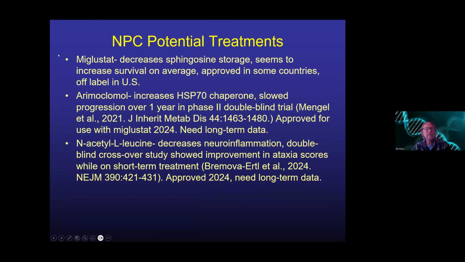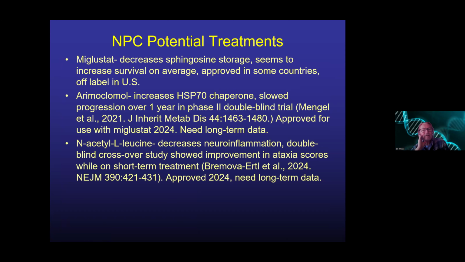And how can we deal with it? What kind of treatments have we got? So miglustat's been around for quite a while. It decreases sphingosine storage. This is a GCase inhibitor. So how does that work? I don't understand it very well, but it seems to increase survival on average. It decreases the rate of decline of horizontal saccades in your eye movements. It's approved in some countries. It is off-label in the US and expensive.